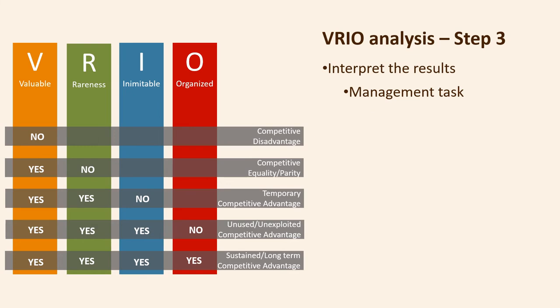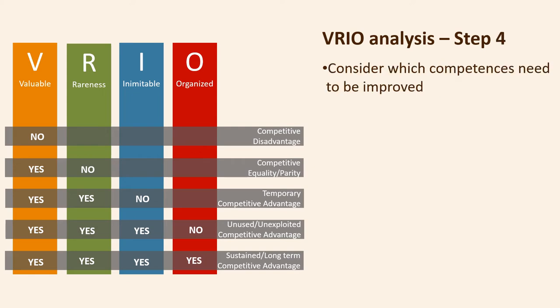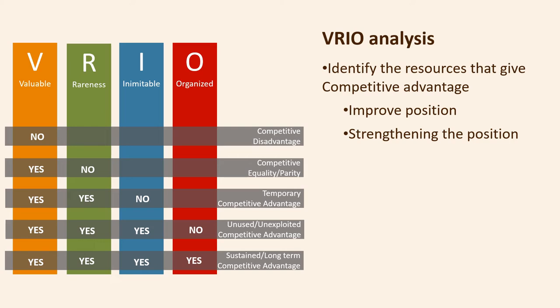The third step is to interpret the results. Interpreting is a management task. The fourth and last step is to consider which competencies need improvement. Once the VRIO analysis is completed, it will allow all interested parties to observe each resource's position and identify the resources that benefit the company most. One can also consider which resources should improve their position.